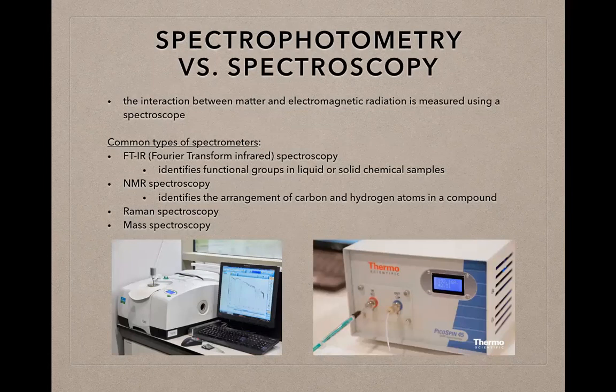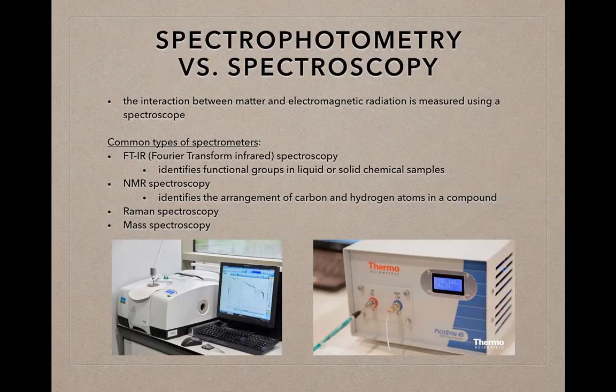One type is the IR spec, also known as FTIR spectroscopy. An IR will allow you to identify functional groups in liquid or solid chemical samples. Sometimes these chemical samples may be unknown. So an IR will allow you to determine if you have a carbon-hydrogen bond, if you have a carbon-oxygen bond, if you have an H bond, if you have a C-triple-O bond, etc.